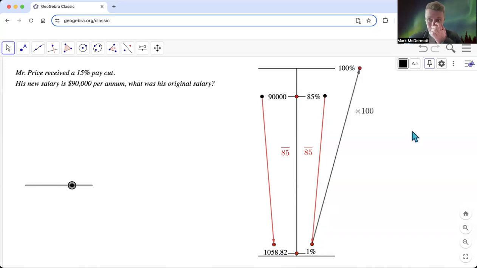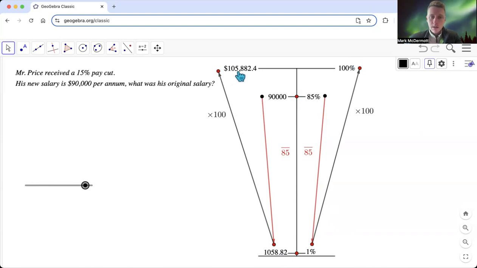And then we need to get from 1% to 100%. So we're going to multiply by 100. And that means we also need to multiply the other side by 100. So we can see that Mr. Price's original salary was $105,882.40. And you can verify that by taking this number, finding 15% of it, and then taking it away from that number.